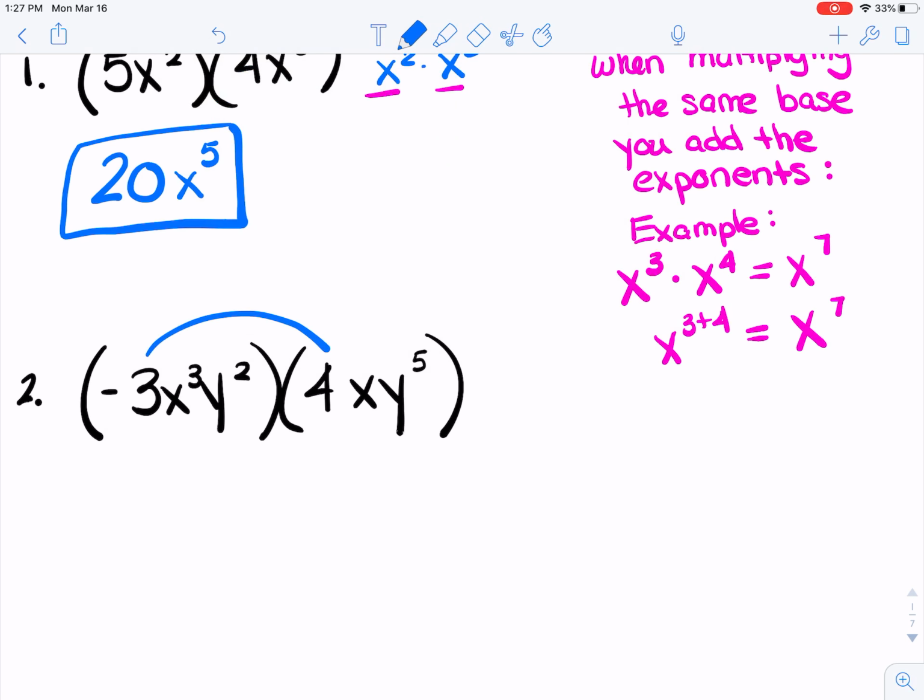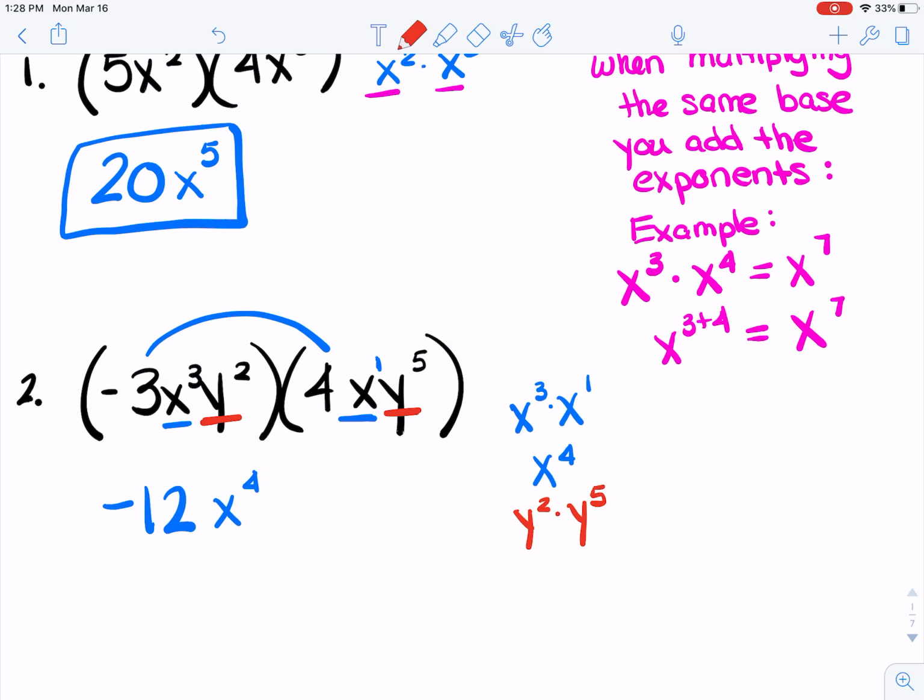-3 times 4 is -12. Now I have x cubed times x. You are going to visualize that as x to a power of 1. So again, when I multiply x cubed times x to the power of 1, that's going to give me 4 x's, so it's going to be x to a power of 4. Then I'm going to combine my y's. I've got y squared times y to the 5th, which is going to give me y to the 7th power. And this would be my final answer.